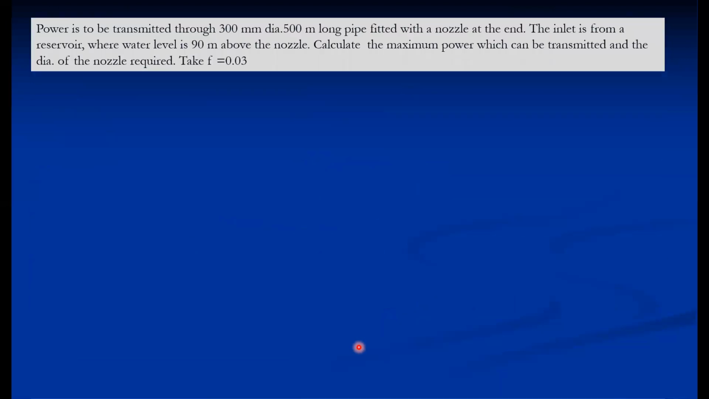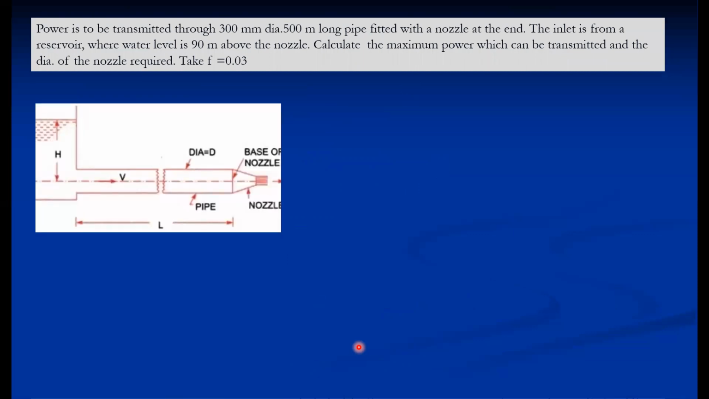This is one example. In another example, power is to be transmitted through a 300 mm diameter pipe of 500 meter length. Length is given, diameter of the pipe is given, fitted with a nozzle at the end. The inlet is from the reservoir where the water level H is 90 meter above the nozzle. Calculate the maximum power which can be transmitted and the diameter of the nozzle required. Take F as given.